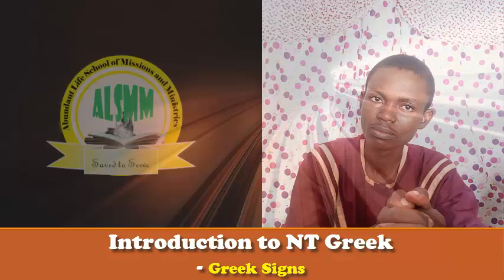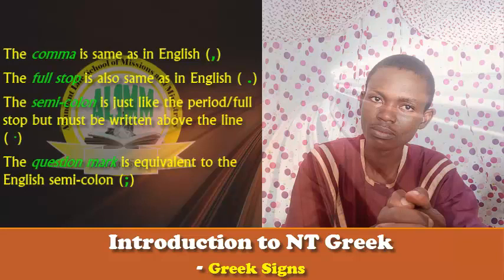Next, on the Greek signs, punctuation. Another significant sign in Greek is the punctuation, though the earlier manuscripts are said to be without it. But in a way to understand each of the expressions in these manuscripts, the punctuation marks are therefore necessary. So let us consider the Greek punctuation. The comma is the same as we have in English. The full stop is also the same as the English full stop, just the dots here.